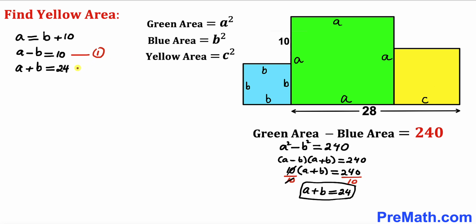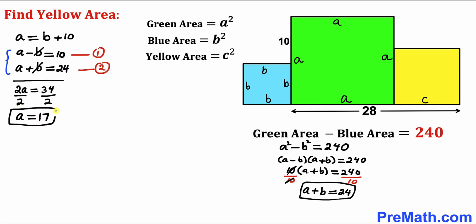Here I have copied down our value a plus b equals 24. Let me call this our equation number 2. Now let me solve these two equations by adding them. The negative b and positive b are gone, so we end up with 2a equals 34. Let's divide both sides by 2. So our a value turns out to be 17 units.